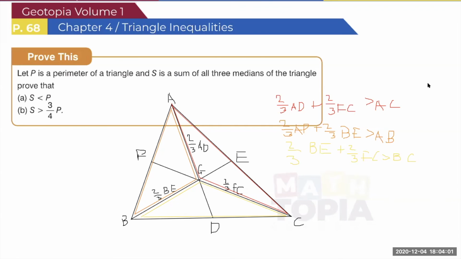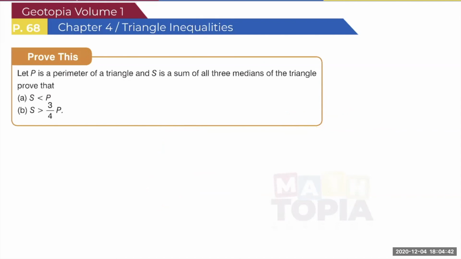So if we add all of these 3 inequalities up, if we match them up, these add up to 4/3 AD, 4/3 FC, 4/3 BE. In total, they add up to 4/3 of the sum of the medians. And this is greater than the perimeter, which is AB plus AC plus BC. And now all we have to do is multiply by 3/4 on each side, and we get what we're trying to prove. QED. Thank you, Andrew. That was a great proof and a very colorful visual proof.